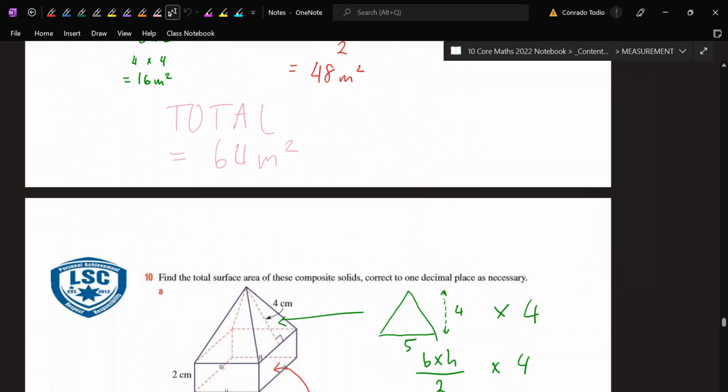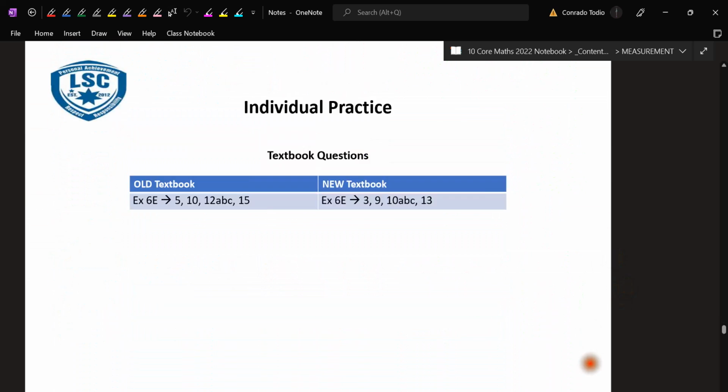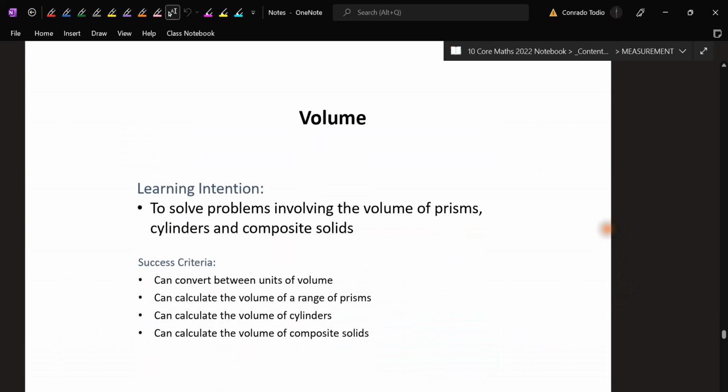Jamie, where's your sheet? Okay, cool. Get it out, please. All right. So we're doing this. All right. Thank you.